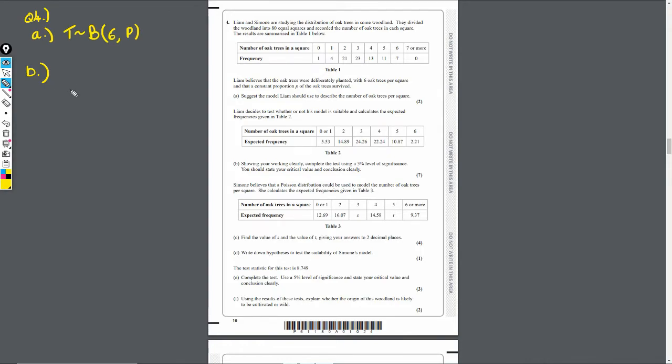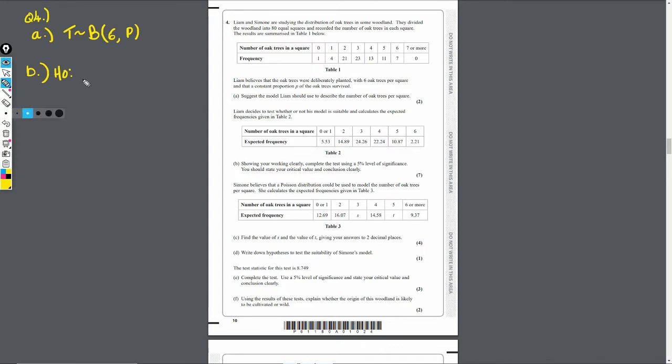So we're given some expected frequencies in this table here, table 2. And part B just asks us to complete the test here for a chi-squared test. So let's have a look at what we've got to do first for this. Well, because it's a test, let's write down a H0 and a H1. So H0. Well, my H0 here is we're testing whether this model is going to be suitable. So if we're testing whether the model is suitable, H0 will mean that it is a suitable model.